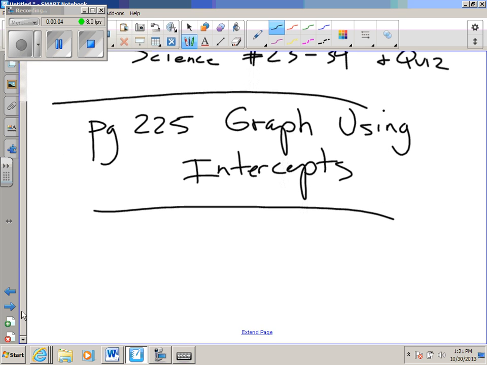Graph using intercepts, page 225. You can use the fact that 2 points determine a line to graph a linear equation, and that's true. For today, the assignment in which you had to graph the linear equations, they gave you actually 5 different points that you had to graph your line through. But really, all you need to make a line are 2 points.